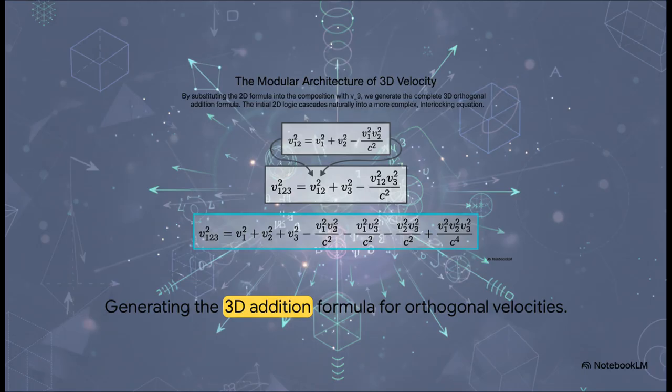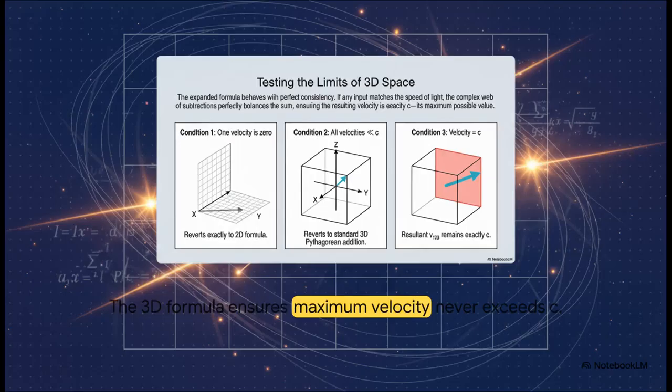Sure, it looks like a beast of an equation, but underneath it all, it is built entirely on the simple, repeatable logic of energy conservation. And the best part? This perfectly confirms our theory across all dimensions. When we stress test the limits of this equation, it holds up. If you set one of the velocities to 0, the 3D equation collapses perfectly right back into our 2D formula. If you keep the speeds low, it acts like standard 3D Pythagorean addition.